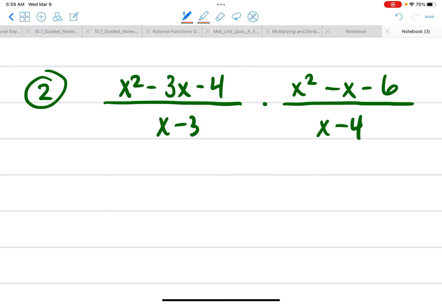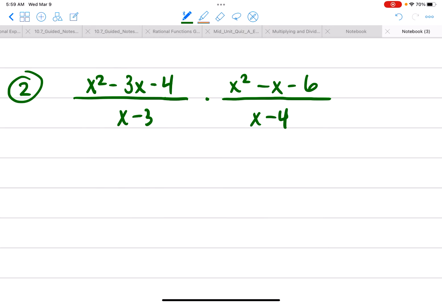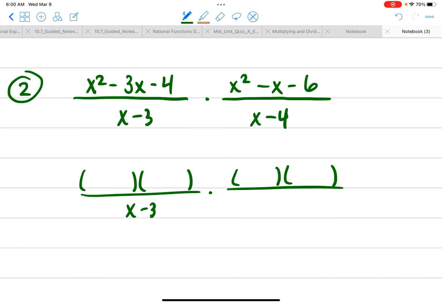Okay, let's look at number 2 here. So number 2, we're going to multiply these. What I recommend doing when you do these is to not literally multiply the tops across like we just did on the last one. What I recommend doing is factoring the tops and the bottoms to see if you can find any common factors that are going to cancel with each other. So let's factor the tops. The bottom's x minus 4 here. Okay, x squared minus 3x minus 4.